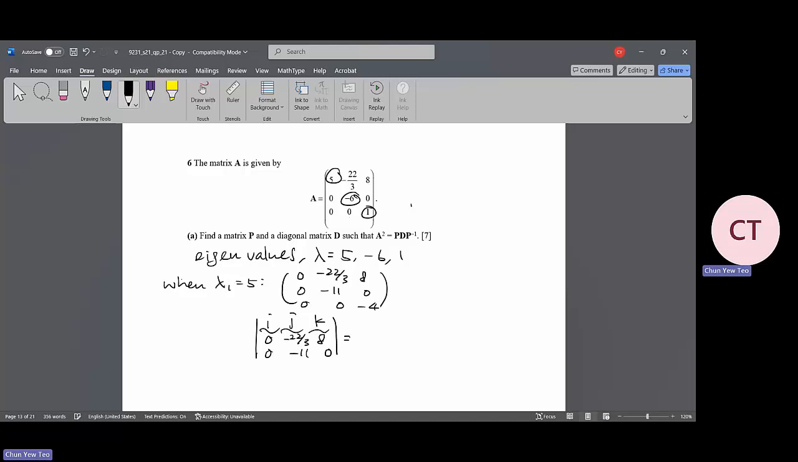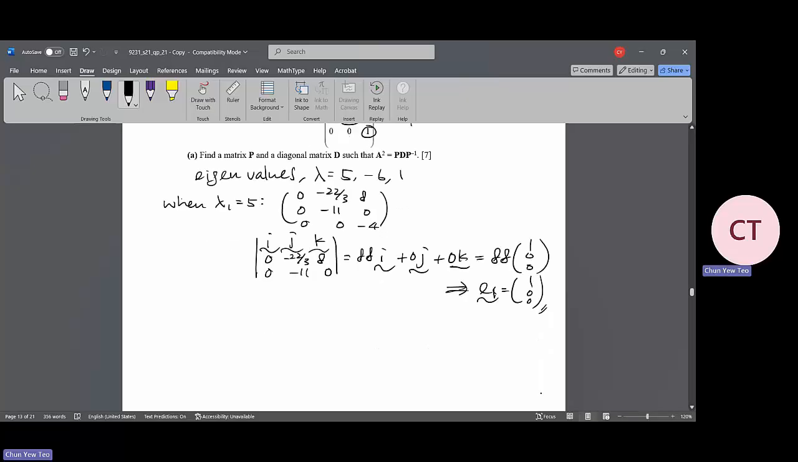Then I get 88i plus 0j plus 0k. So we can take the 88 out, and we have 1, 0, 0. Therefore, your eigenvector number 1 is 1, 0, 0. Now we go for eigenvector number 2. Lambda is -6.